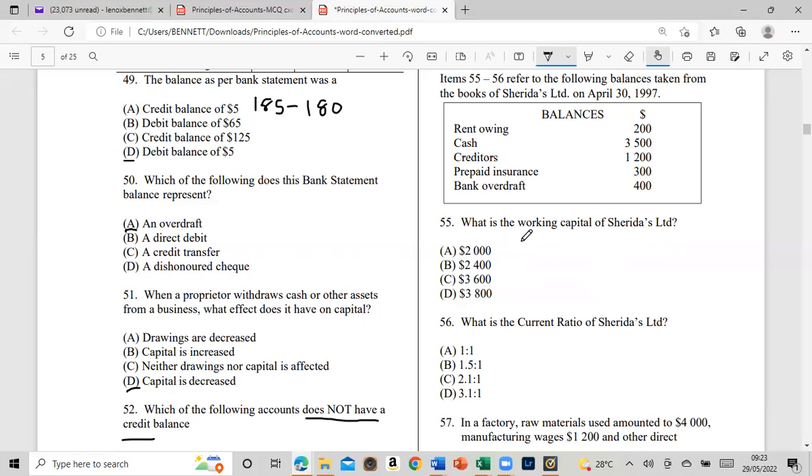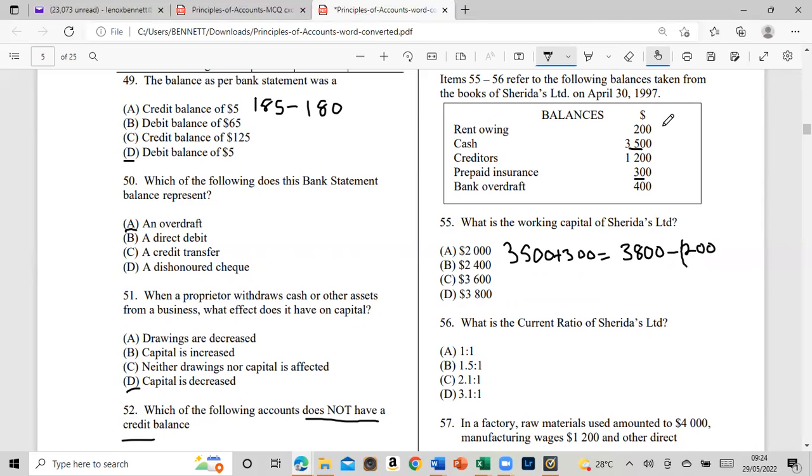So first, we start off with the cash, which is 35. Prepaid insurance, add that. So this gives us 38. And then now we can subtract the rent owing. Yeah, so these are expenses. The rent owing. So let's add that. The creditors, 1,200. And the bank overdraft of $400. So let's work out this and see what we get.